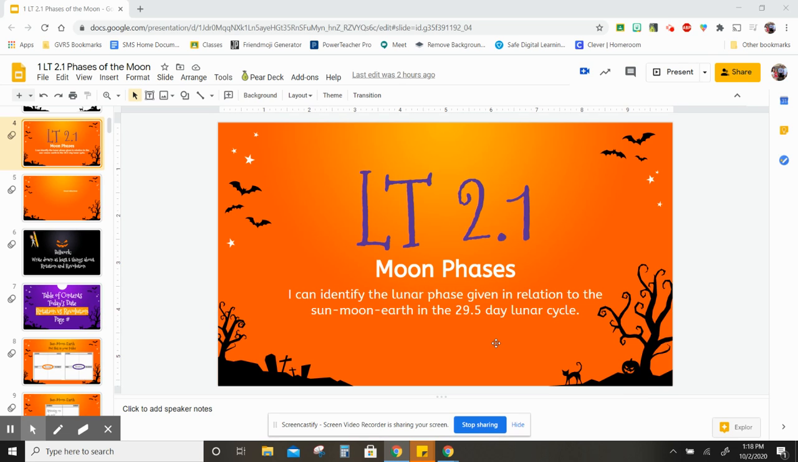Hi, sixth graders. We are starting a new unit today, and we are going to talk about moon phases. But before we do that, we're going to have to cover a couple pre-existing knowledge terms to get you ready for moon phases. So this learning target in Unit 2 is: I can identify the lunar phase given in relation to the sun, moon, earth, and the 29.5-day lunar cycle.